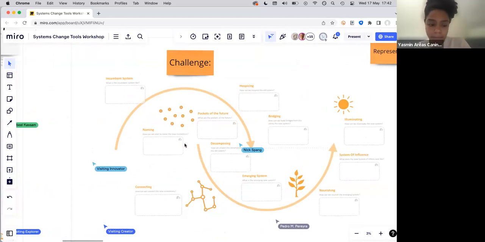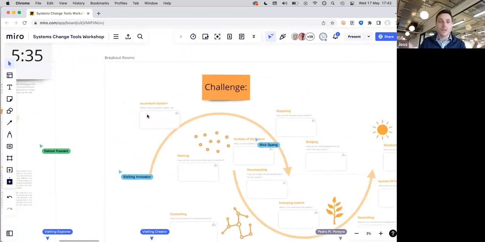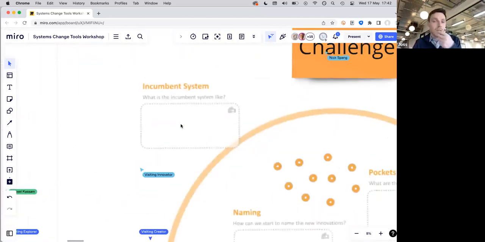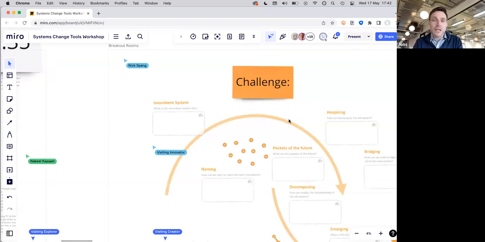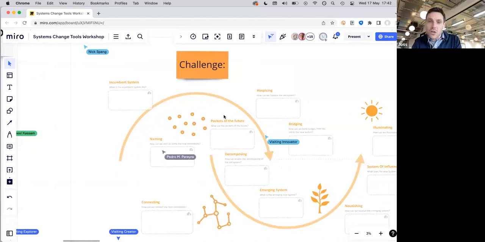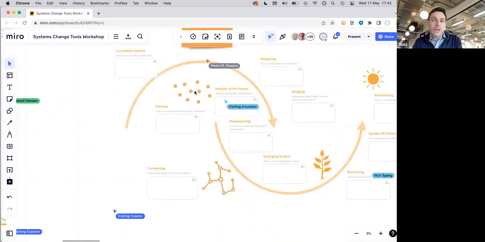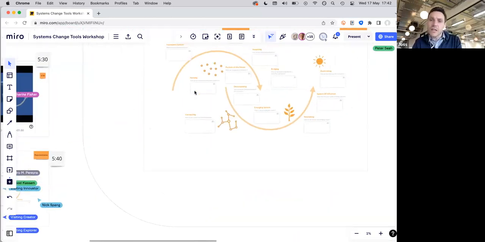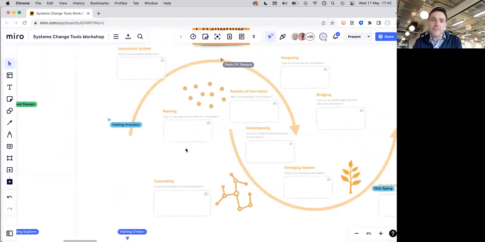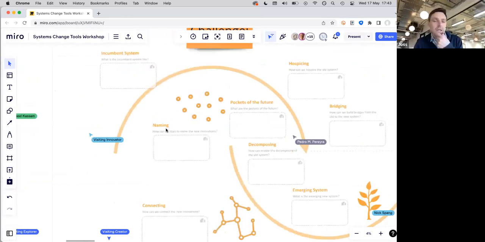Okay, so on the top, we've got the incumbent system. So here we want to ask questions about what does it look like, right? It's risen here, and then it's going to decline over here. So maybe I'll skip through to the new innovations here. So these are the new innovations here, and we want to think about what are those.